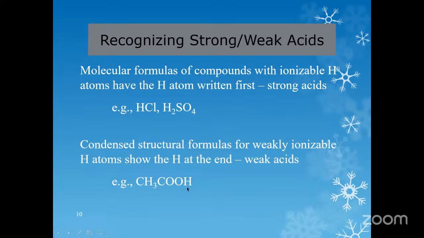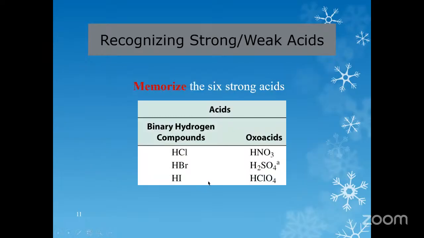But this is not universal, right? But in some cases, that's what you see. So this is where you have to memorize the strong acids. These 6 acids you need to memorize as strong acids: hydrochloric, hydrobromic, hydroiodic, nitric, sulfuric, and perchloric, right?